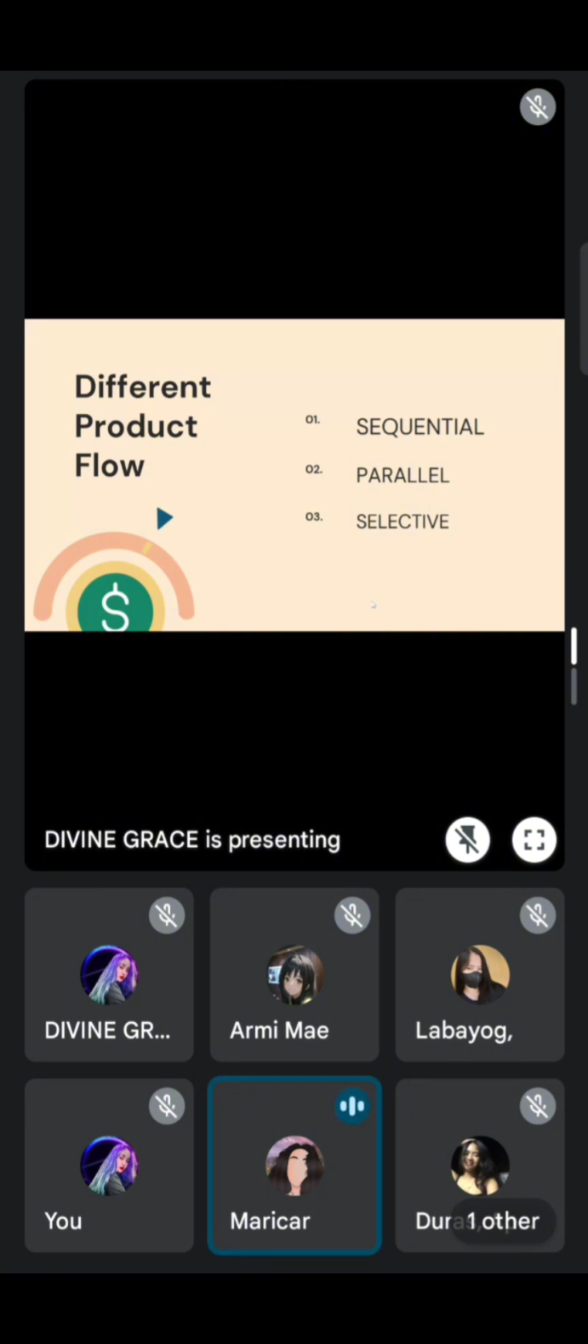In process costing, product flow can be categorized into different methods. But before that, what is product flow? It refers to the movement and progression of a product through various stages of production or development. It outlines how tasks, processes, or components come together to create a final product.